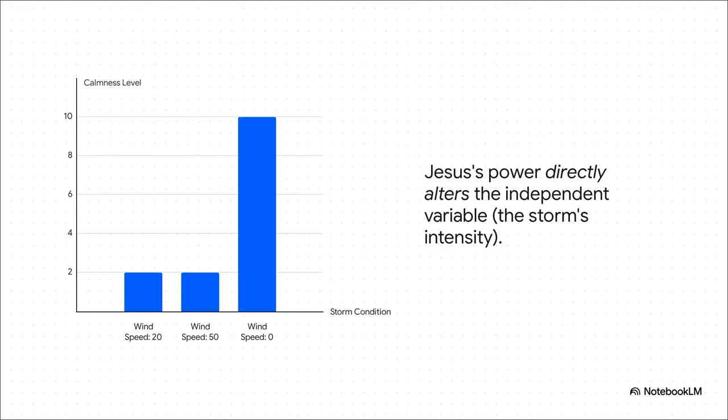You can see that shift right here in this bar chart. At first, you've got high wind speeds of 20 and 50, and the calmness level is way down at a 2. But then, in that last reading, the wind speed drops to 0 and bam, calmness shoots up to a 10. The lesson's takeaway is that an act of faith directly changed the independent variable itself.